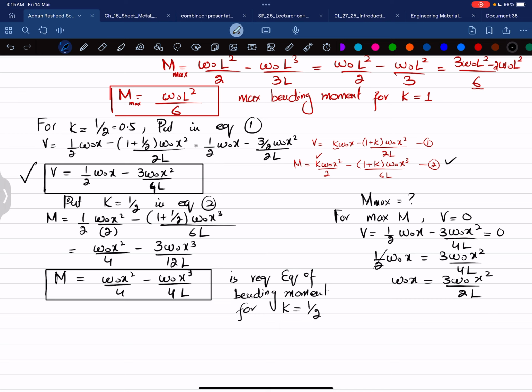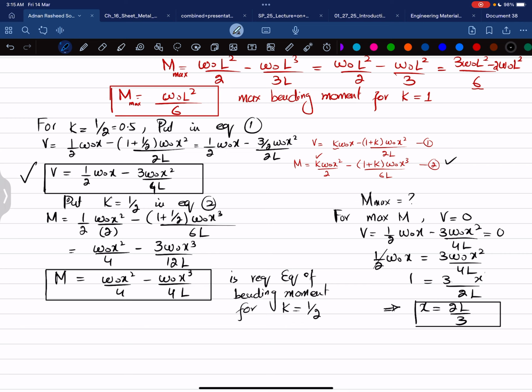L. And x will also cut. So I will remove this x. So here we will have this. W naught will also cancel. So we will have here 1 and this x will be equal to 2L divided by 3. Now at this x is equal to 2L over 3, we have maximum bending moment.